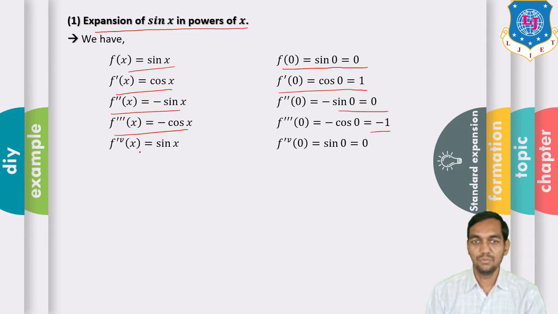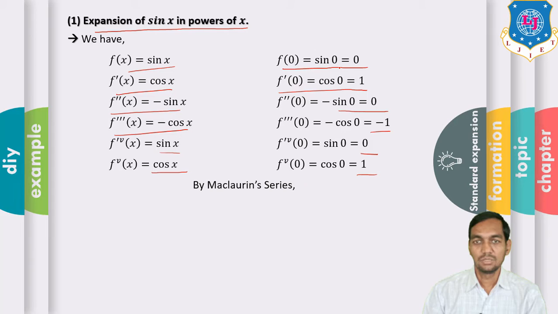In the same manner, f5 will be sin, and sin has a value 0. In the same manner, f6 has a value cos, and cos has a value 1. So see now here we have 1, 2 and 3 non-zero terms. If you have to go further, then you can find out f7 and so on.